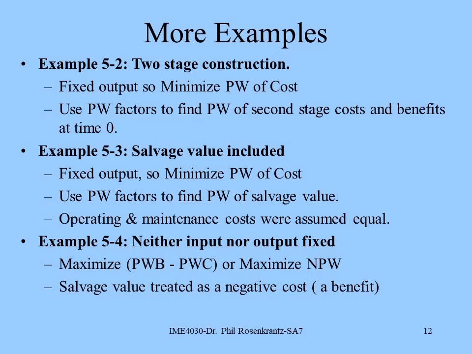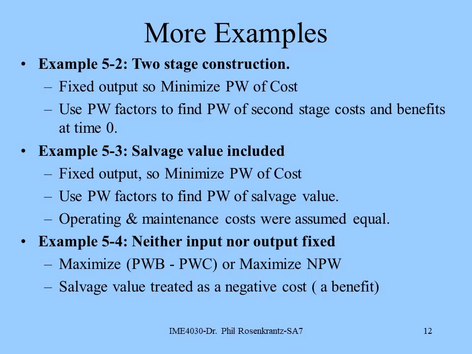In example 5-3, the operating and maintenance costs were assumed equal, so they were left out of any calculations. There wasn't any data given. But you can see the present worth of the costs based on the salvage value.